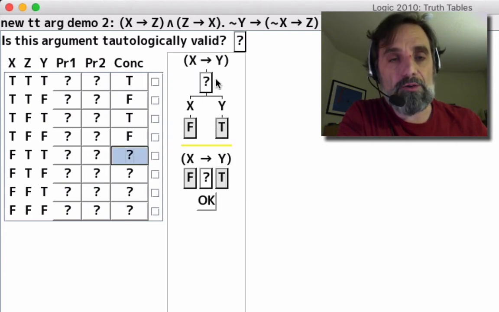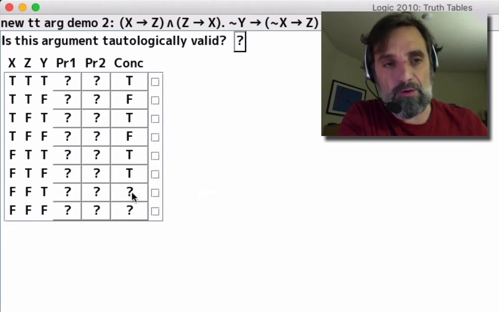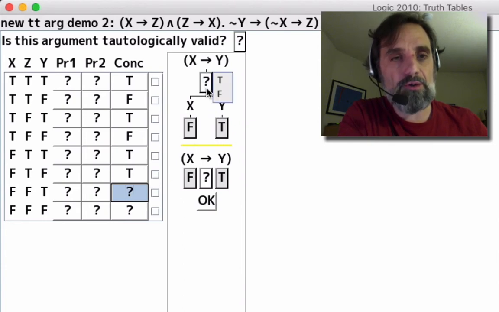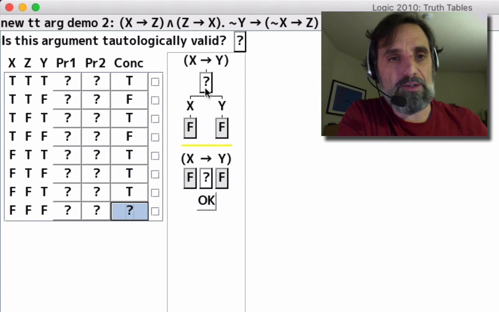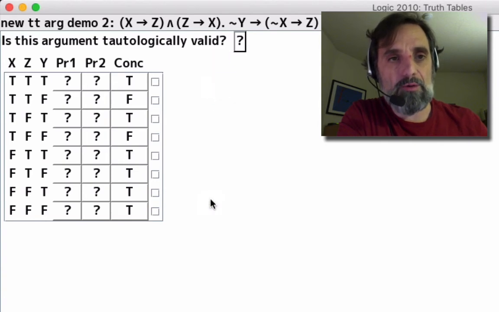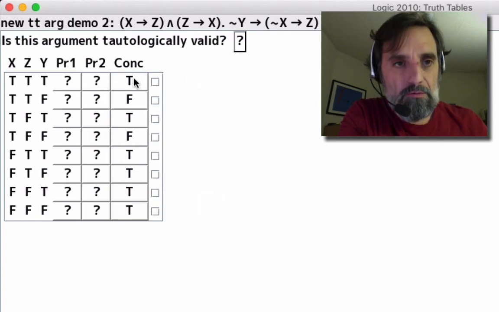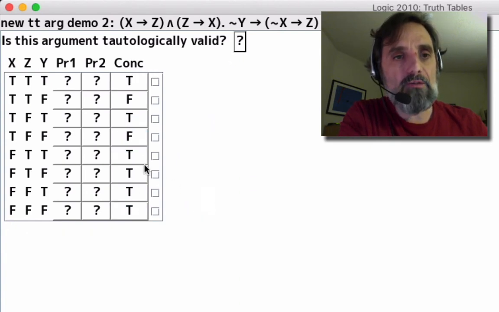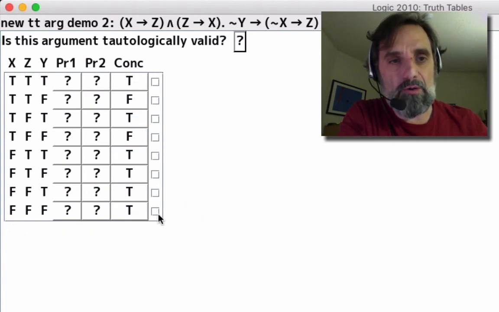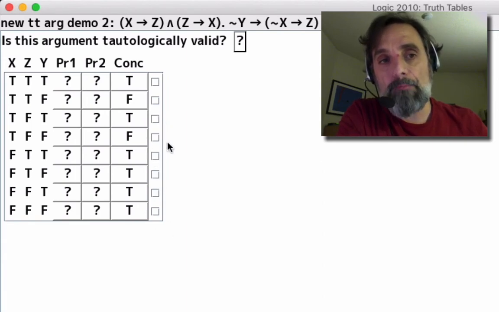If false then true, is true, this row is okay. If false then false, the conditional is true, so the conclusion is true, so the row is okay. If false then true, true, the row is okay. If false then false, true, the row is okay. So we know that the first row, the third row, and the fourth through eighth rows, all of these are okay because their conclusions are true. We know they're all true.